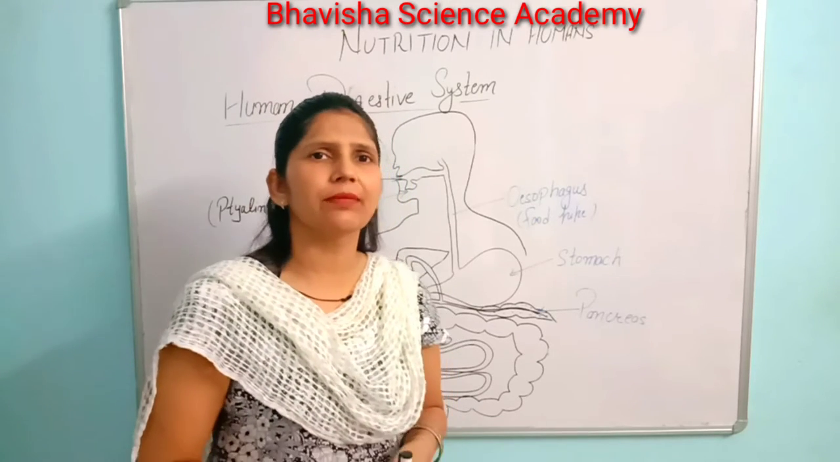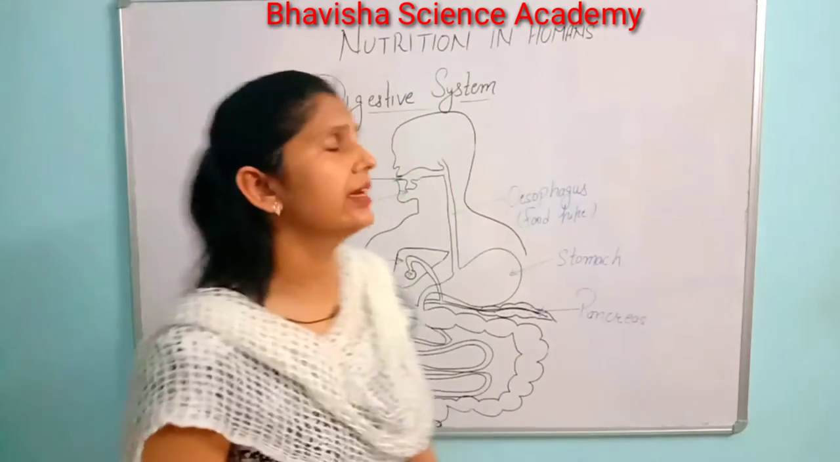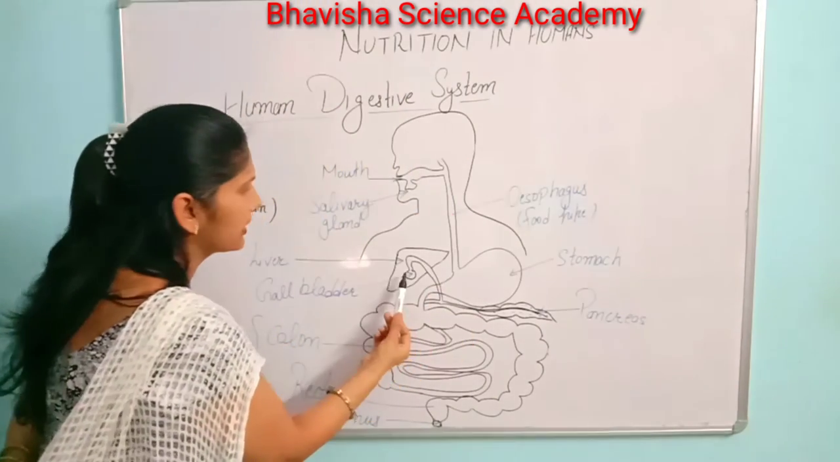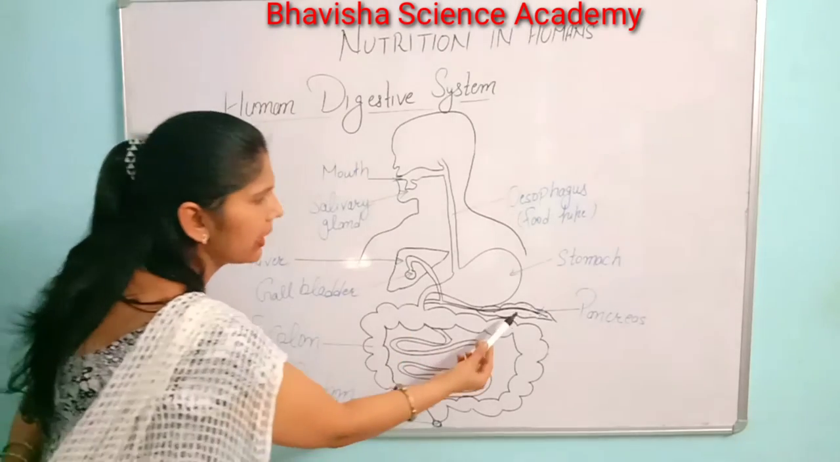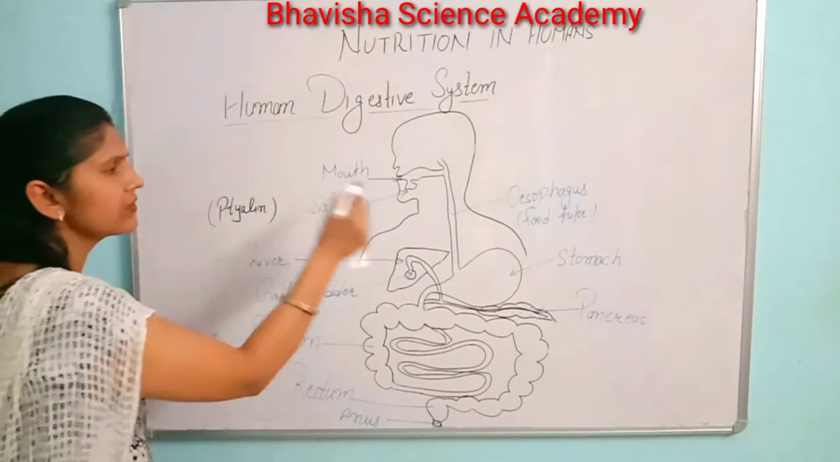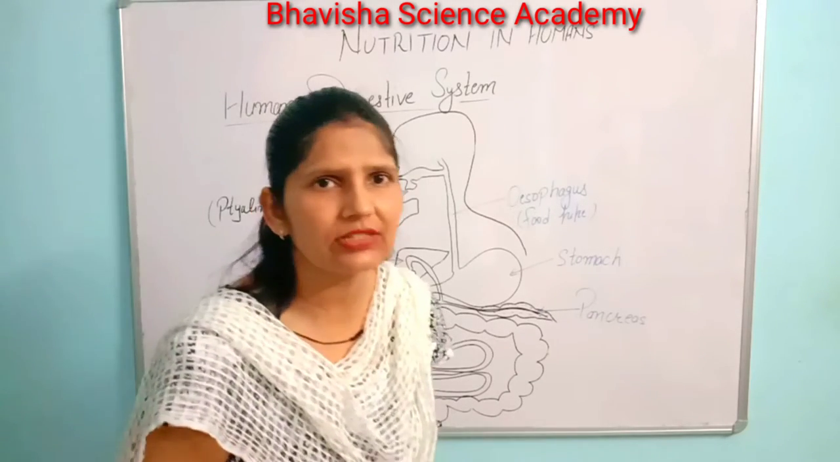The human digestive system mainly involves many organs like the mouth, food pipe, stomach, liver, gallbladder, pancreas, colon, rectum, and anus. All these organs are involved in the human digestive system.